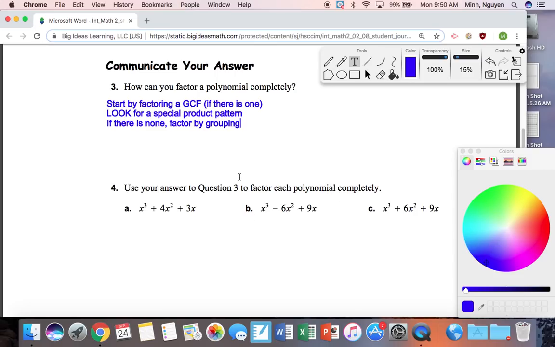So use your answer to question 3 to factor each polynomial completely. We'll start off here. Start by factoring the GCF. Is there something that I can factor from all of these? And the answer is yes. An x. X squared plus 4x plus 3.